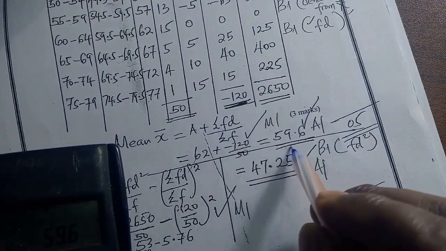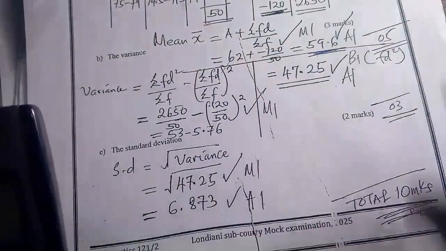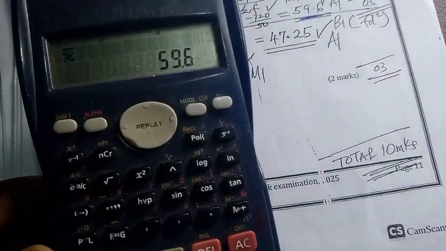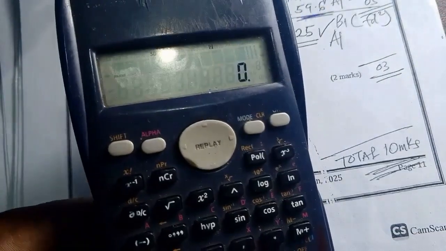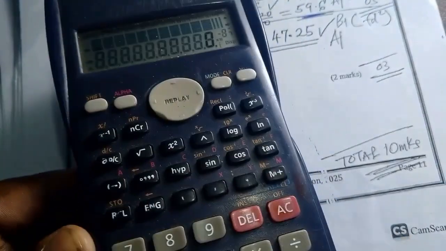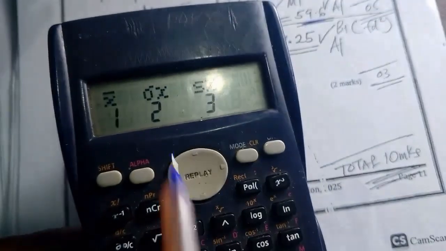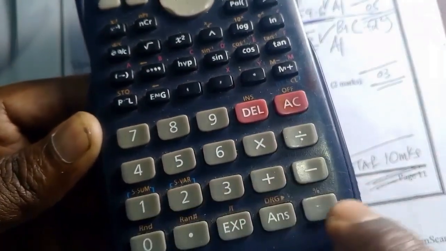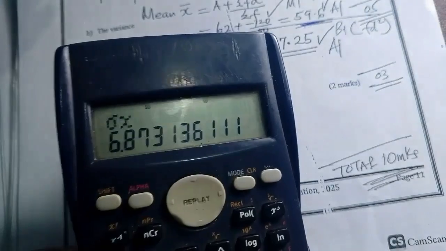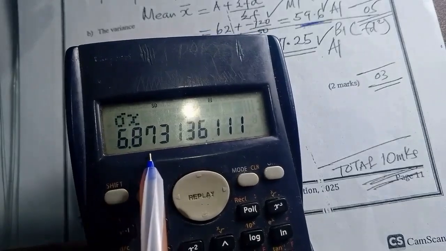Right? Now let's confirm that your answer is correct for the standard deviation. Press AC, then shift 2. The middle one is standard deviation, so press 2, then equal, and the answer is 6.78. That is our standard deviation, and that is the standard deviation we have here.